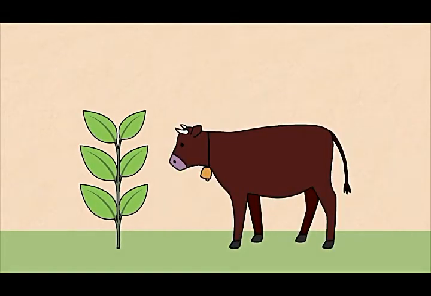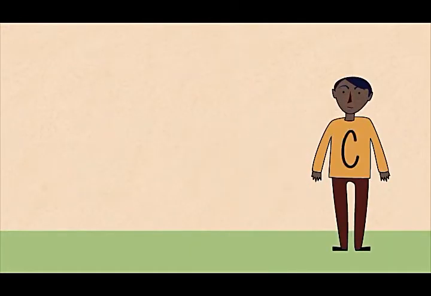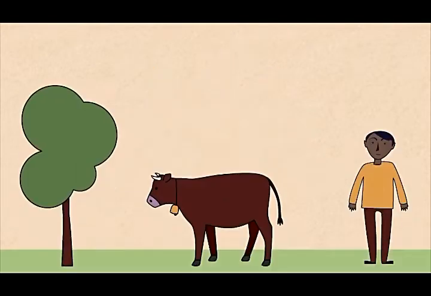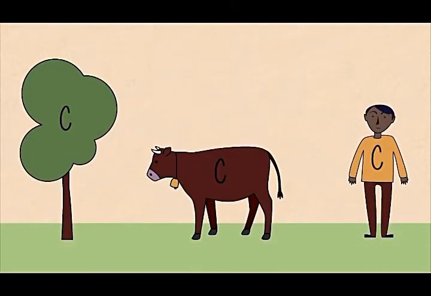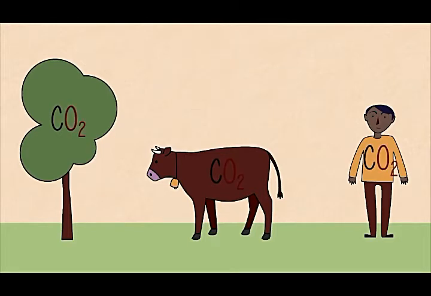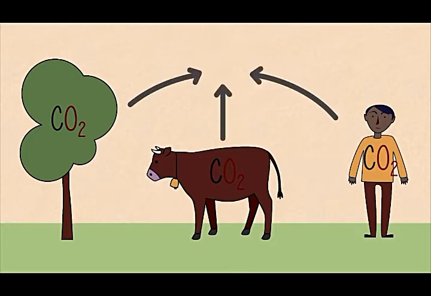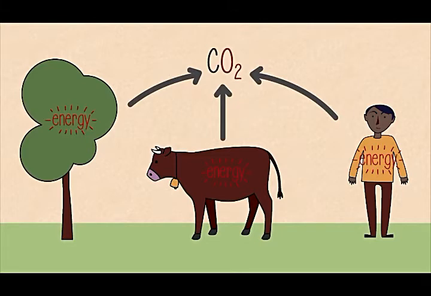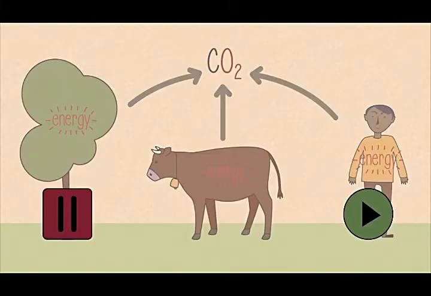Animals, in turn, get carbon by eating plants or other animals. All this, of course, requires energy. In order to fuel these living processes, plants and animals take back oxygen from the air and rejoin it with the carbon, releasing carbon dioxide back into the environment. Do you know the name of this energy releasing process? Pause the video while you think of your answer.